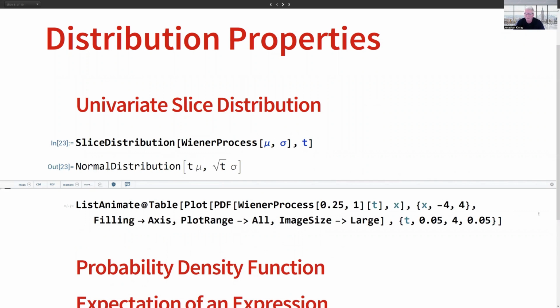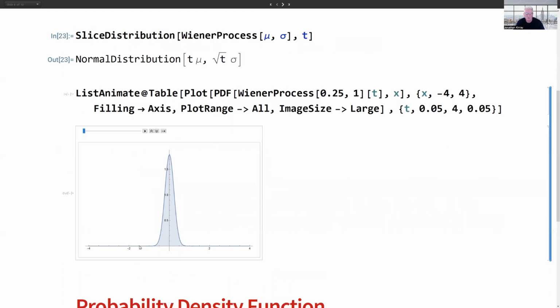Let's look at a Wiener process with parameters 0.25 and 1. So mean of 0.25 and standard deviation of 1. And we want to look at how that process evolves through time from t equals 0 to 4. And I'm going to plot that distribution over the range -4 to +4. And as you can see, as we move through time, the variance in the process increases, and the mean of the process moves to the right, becomes more positive over time.